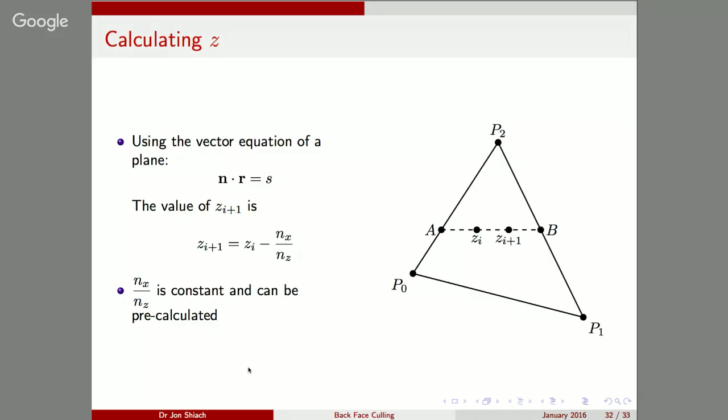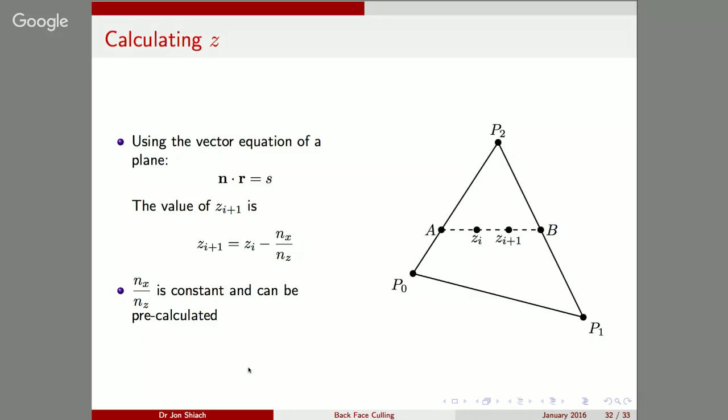This is what we had earlier. You notice that expression is the same as that one. So we have zi plus 1 equals zi minus nx over nz. So what does that mean? If I know the depth of the pixel to the left, the depth of the pixel to the right is that depth minus nx over nz. That's constant for all pixels in that polygon. So that's very easy to calculate.